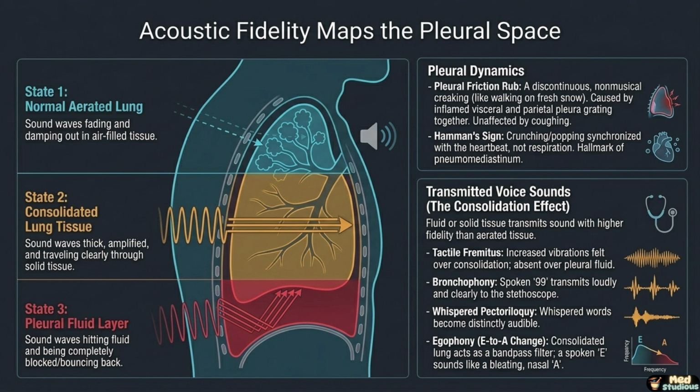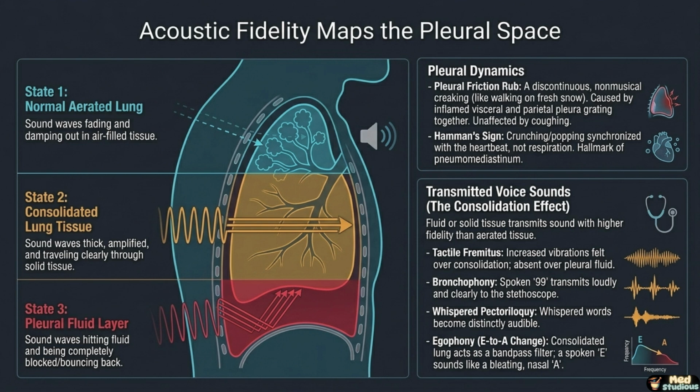Tactile fremitus, where vibrations felt on the chest wall increase over consolidated tissue. Bronchophony, where a spoken 99 transmits unusually loud and clear. Whispered pectoriloquy, where even whispered words become distinctly audible. And egophony, where consolidated lung acts like a strange acoustic filter, transforming a spoken E sound into something resembling a nasal bleating A. But when fluid fills the pleural space itself, sound transmission is completely blocked. Waves simply hit the fluid layer and bounce back, producing absent or muffled breath sounds.